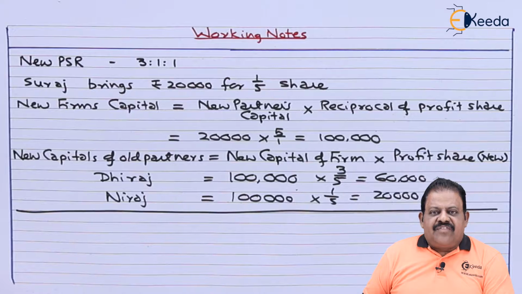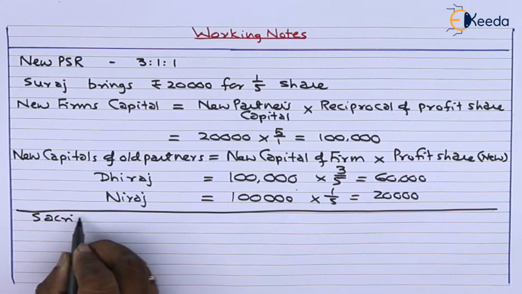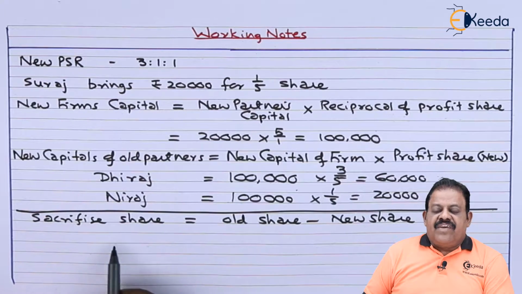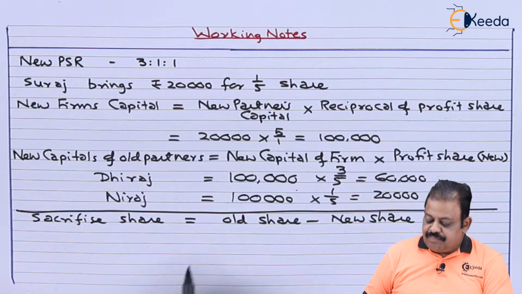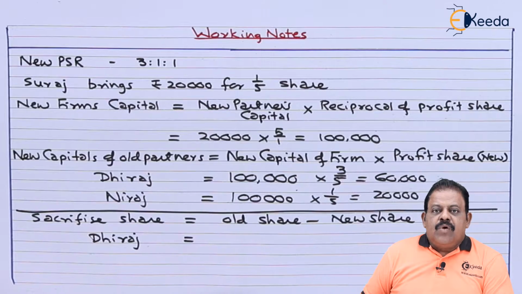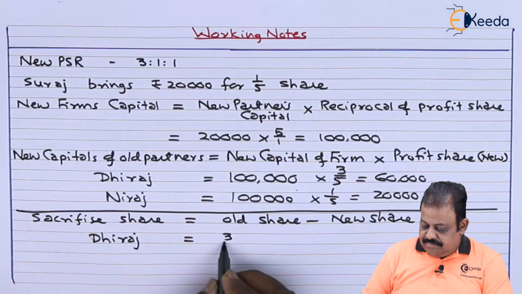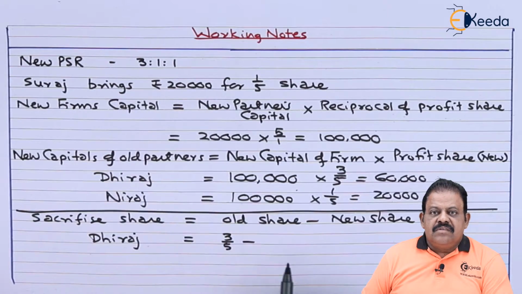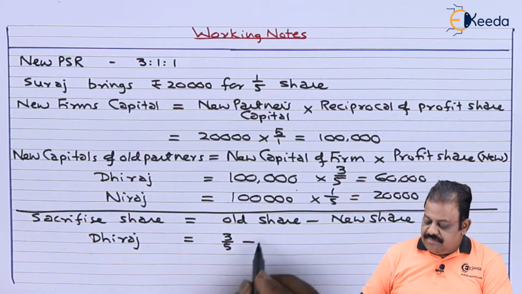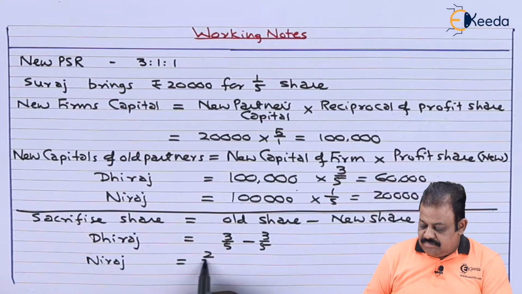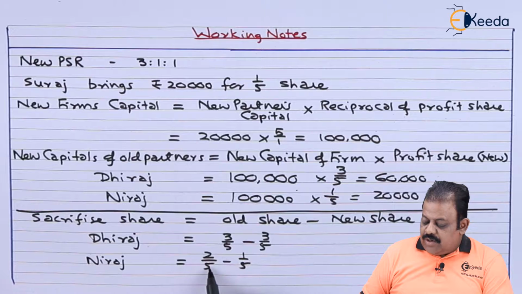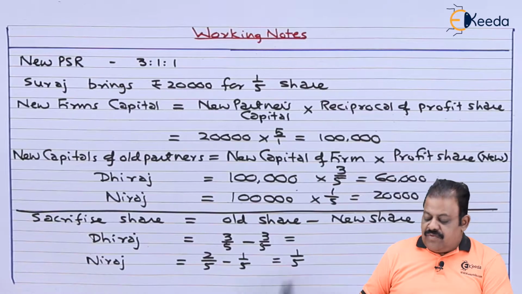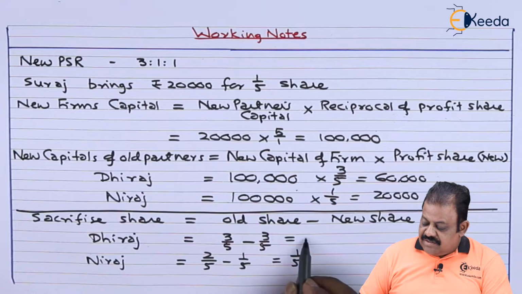We can also calculate the sacrifice ratio of old partners. Sacrifice share is equal to old share minus new share. Old share of Dheeraj 3/5 minus his new share. It is 3:1:1, that is 3/5. In case of Neeraj, old share 2/5, new share 1/5. So sacrifice share of Neeraj is 1/5. In case of Dheeraj, sacrifice is 0.